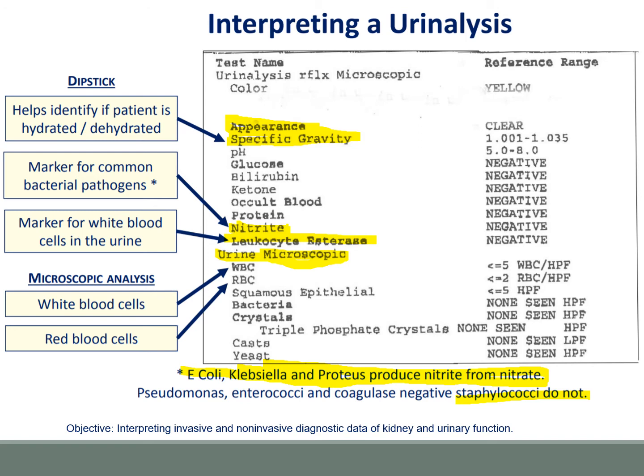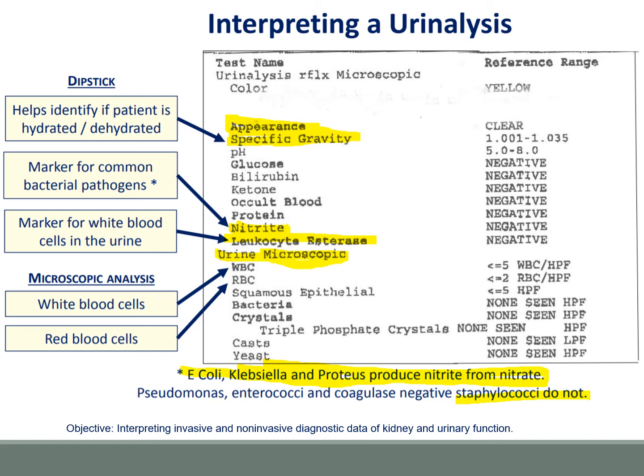Now, how about our leukocyte esterase? Is what I just highlighted down there. These are going to let us know that there are white blood cells possibly floating around inside the urine. And so with the presence of both of these, it's a sensitive indicator in the diagnosis of a UTI.